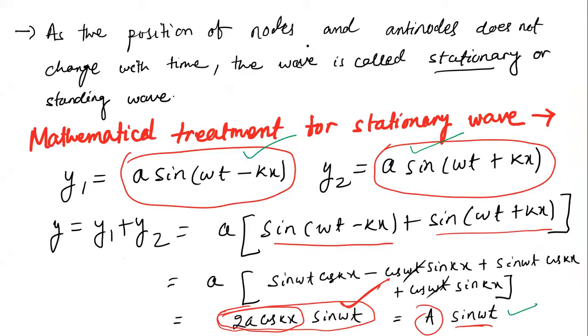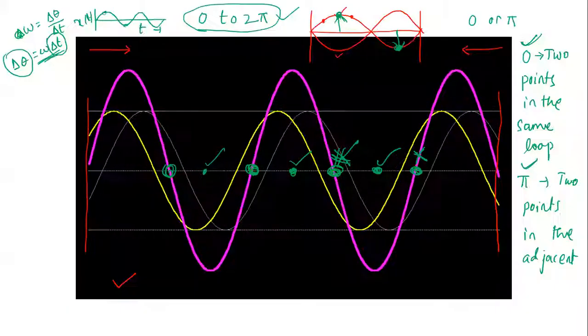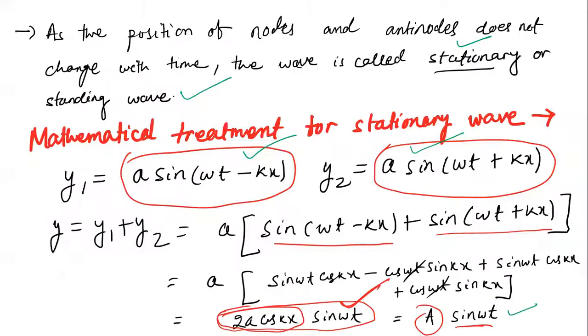As the positions of nodes and antinodes do not change with time, the wave is called a stationary or standing wave. In other words, as the energy or momentum transfer is confined in a certain region in space, we call this a stationary or standing wave.